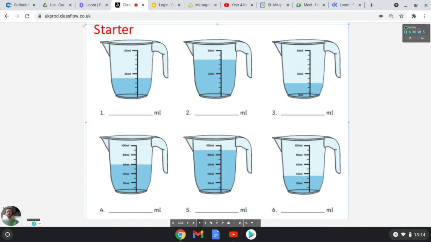Just have a look at that screen there. It's a little bit bigger. Hopefully it's easier for you to read the scales on the jugs. Write down in your books, numbers 1, 2, 3, 4, 5, and 6, and how many milliliters you think is in each one. So pause the video on this one that's a little bit bigger.